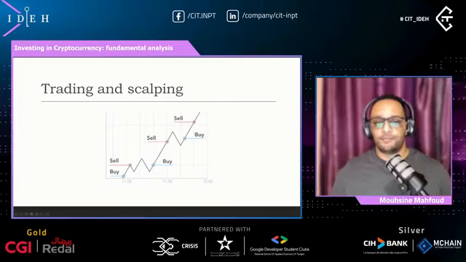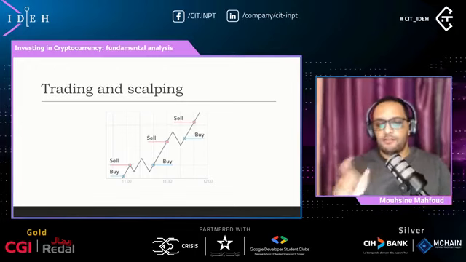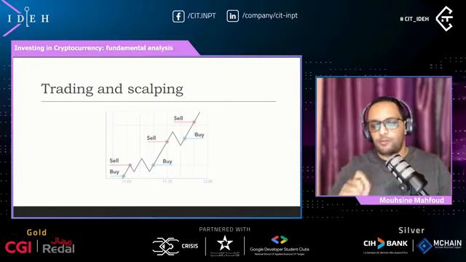For trading and scalping, there is a lot more than just this easy picture here to say. Trading is the normal buying and selling. Scalping is when we do several short-term trades. We buy and we sell, or we sell and we buy, very quickly, in a matter of minutes.